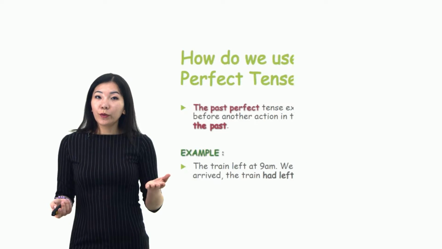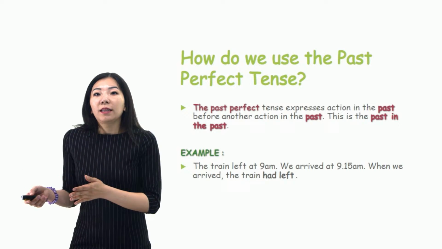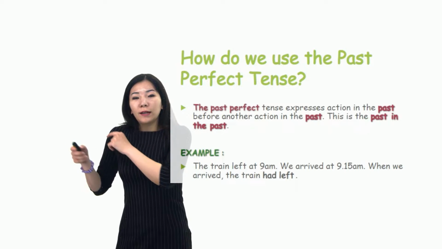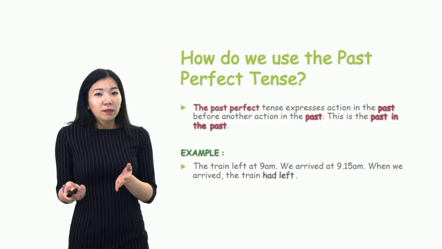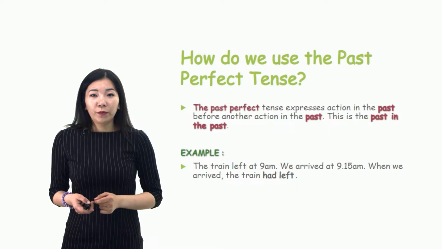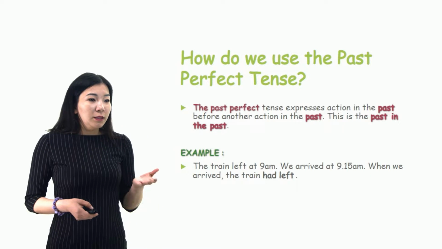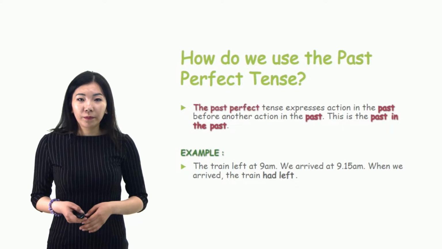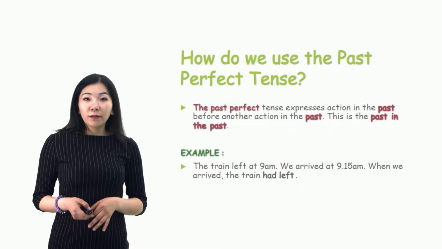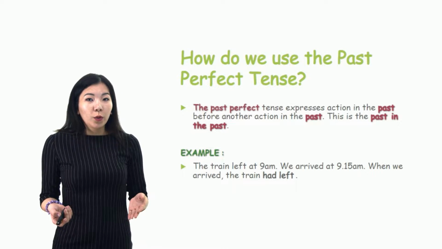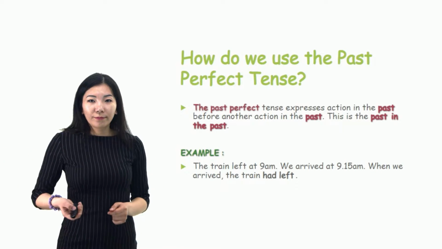In English, we use the past perfect to express an action in the past that took place before another action in the past. So, in other words, the past perfect describes the earlier action in the past. For example, the train left at 9 a.m. We arrived at 9:15 a.m. So, when we arrived, the train had left.